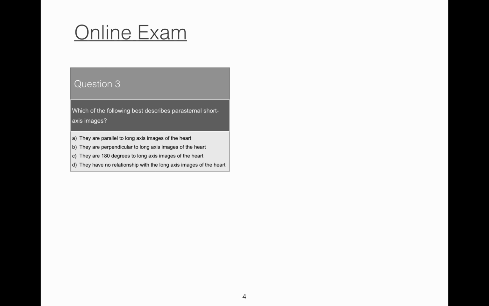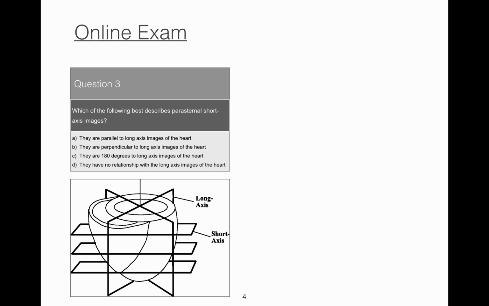Question 3. Which of the following best describes parasternal short axis images? Parasternal short axis images are perpendicular, that is at right angles, to long axis images of the heart.